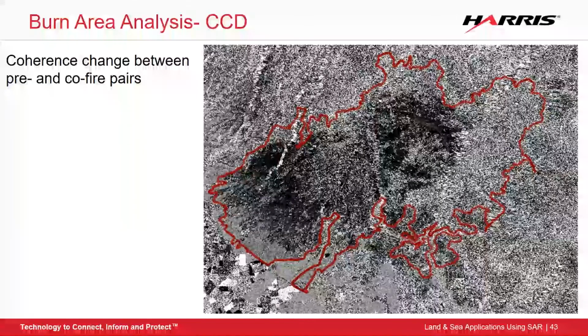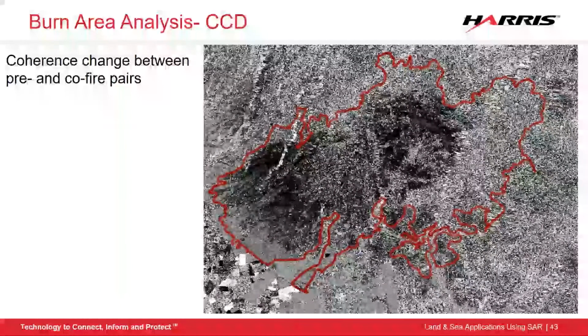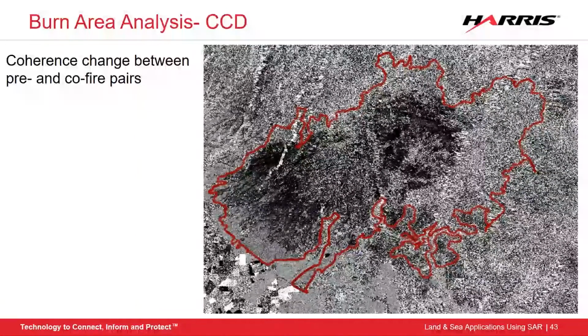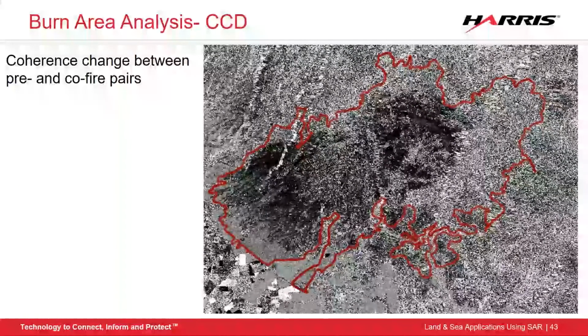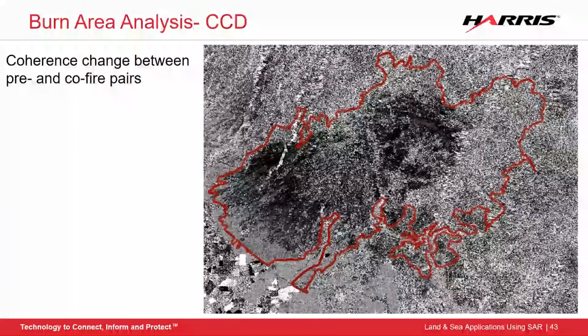Finally, we're able to see the difference between the two coherence images and pinpoint those areas that had large change between the pre and co, as seen in the black. Now let's go into how you can get these results and what you can do with them.